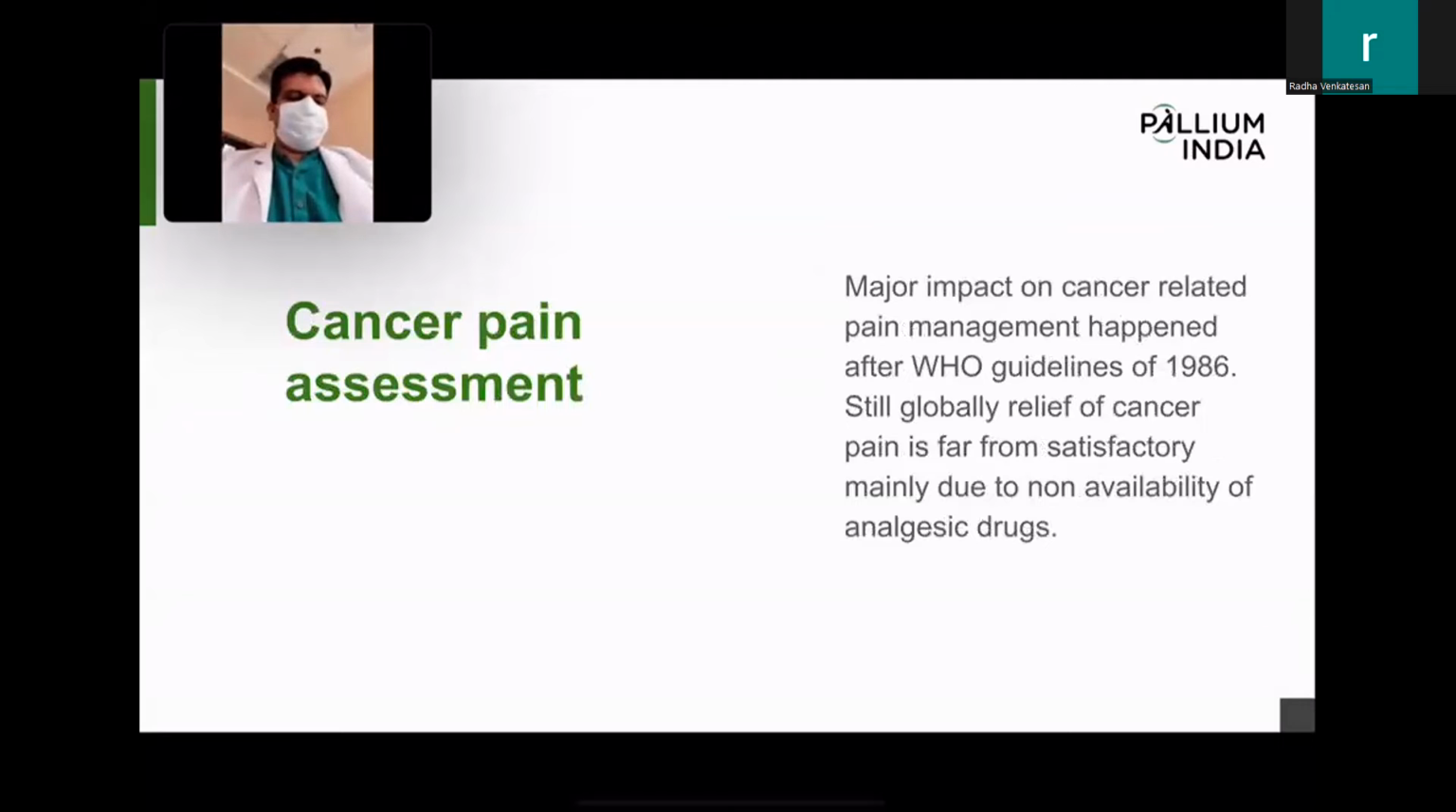Next comes cancer pain assessment. Major impact on cancer-related pain management happened after the WHO guidelines in 1986, but still globally, pain relief of cancer is far from satisfactory. Mainly they say that it is due to the availability of analgesic drugs. Still, either the drug itself is not available, or drugs are available, but taking the drug to the patient, or delivery of drugs to the remote areas, is a problem. So still globally, that is a big issue which is being met.